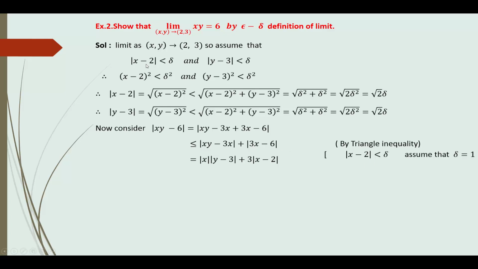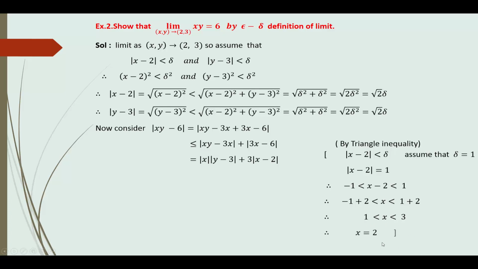Given mod of x minus 2 is less than delta, first assume that delta is equal to 1. So mod of x minus 2 is less than 1. Therefore minus 1 is less than x minus 2, which is less than plus 1. Now adding 2 to each term, minus 1 plus 2 is less than x, which is less than 1 plus 2, so 1 is less than x less than 3. This means the value of x is between 1 and 3.